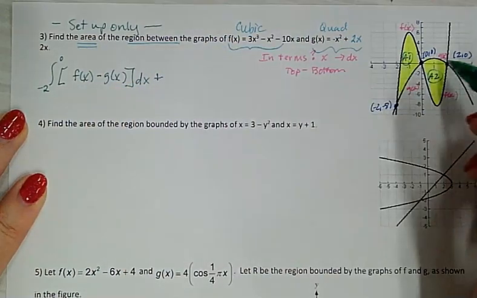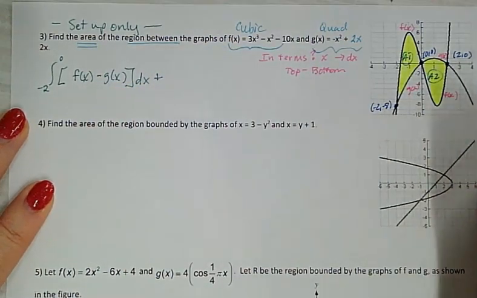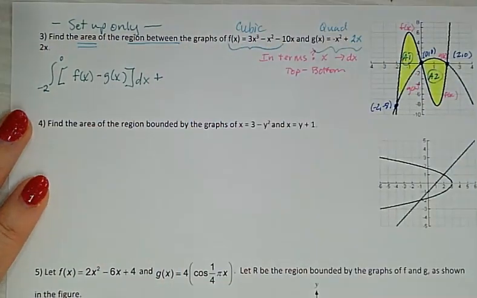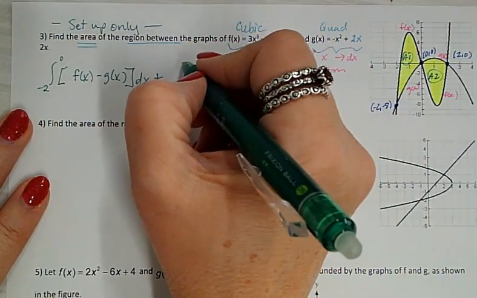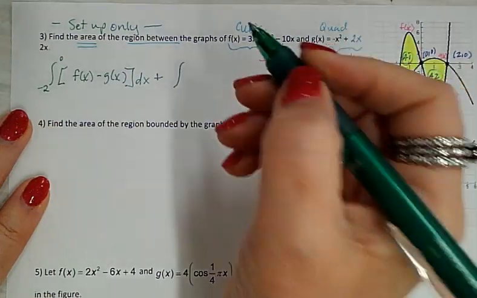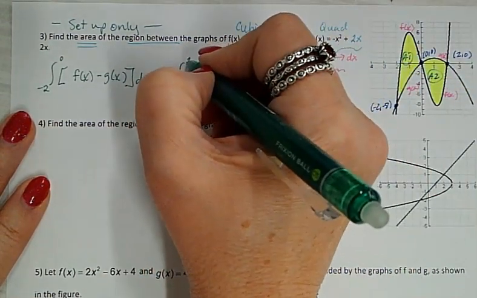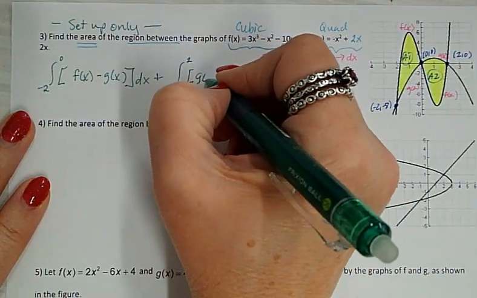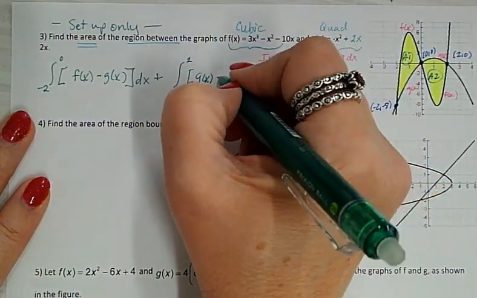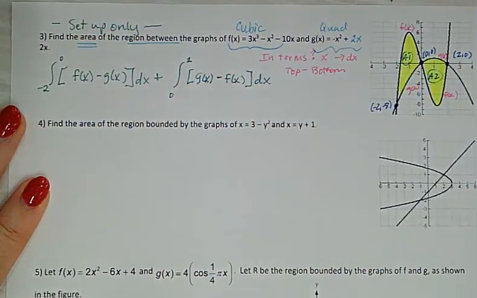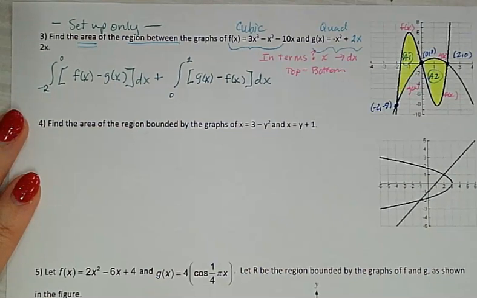Now I'm going to add to that this area right here. So it is still in terms of x. So we're going to do our x left, x right. So here's my integral, but now our x left goes from here to here. So it's going to go from 0 to 2, and then I'm top minus bottom. So over here on top now, remember, is g of x. So it's going to be g of x minus f of x, close that in, and our variable is dx. And so this is my setup only for this problem.